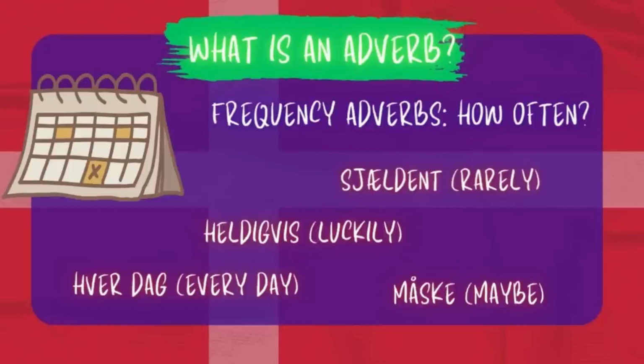Our last one would be frequency. Which of these four adverbs tell us about frequency? That is, how often something happens. Sjældent, heldigvis, hver dag, måske. You got it, sjældent, rarely, hver dag, every day.